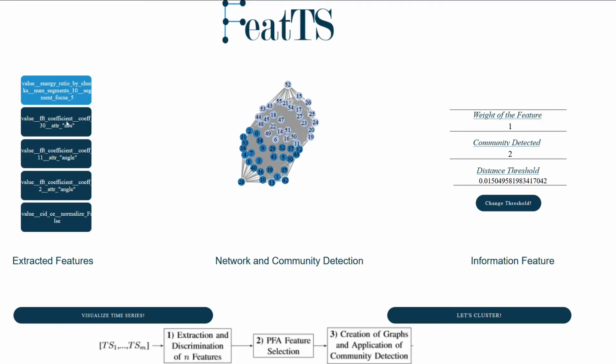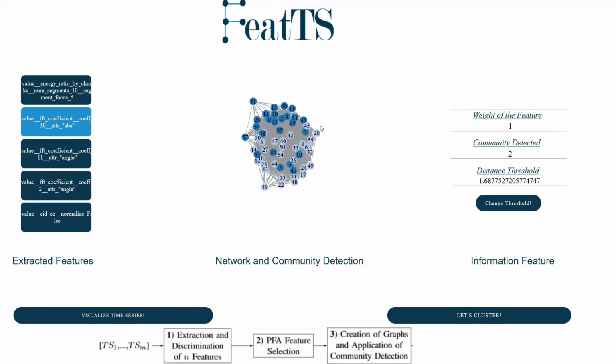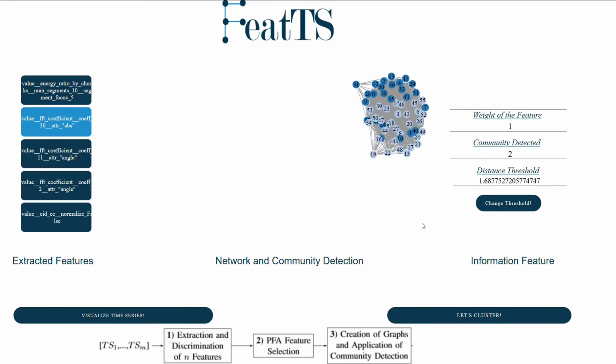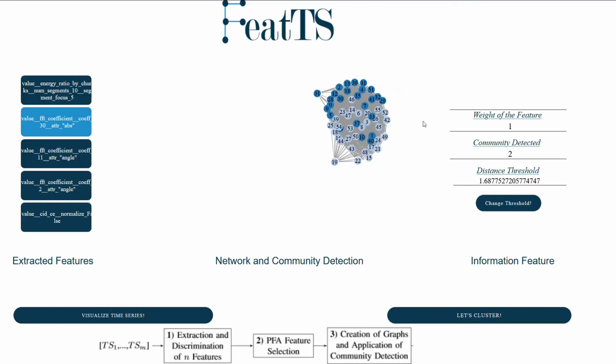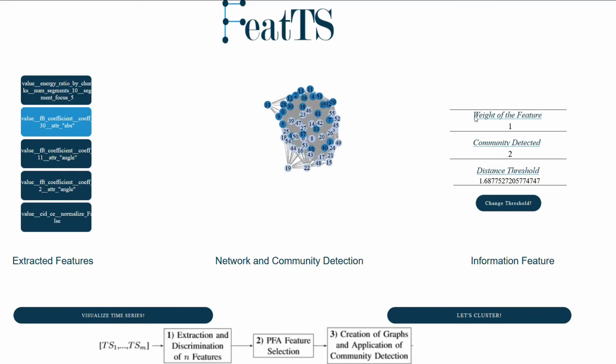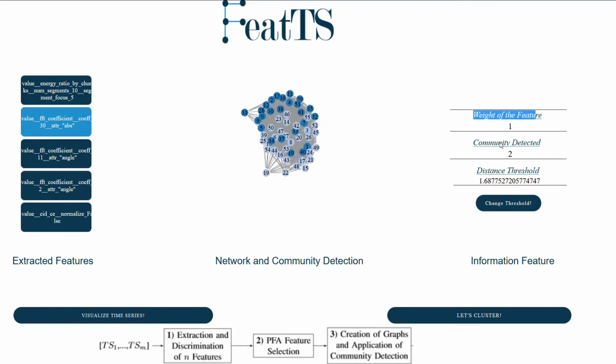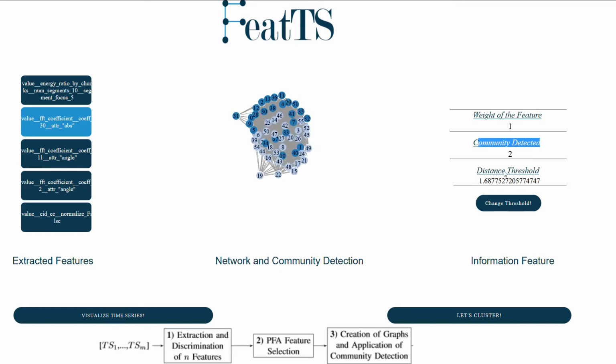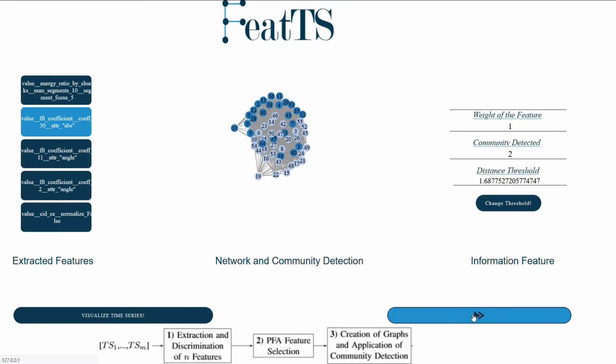In the next view, the system will select the most relevant features according to the selected parameters. For each feature, we will display the graph extracted from the features and the communities detected. Moreover, the main information of the feature selected will be shown, such as the weight, the number of communities, and the maximum distance of the threshold.